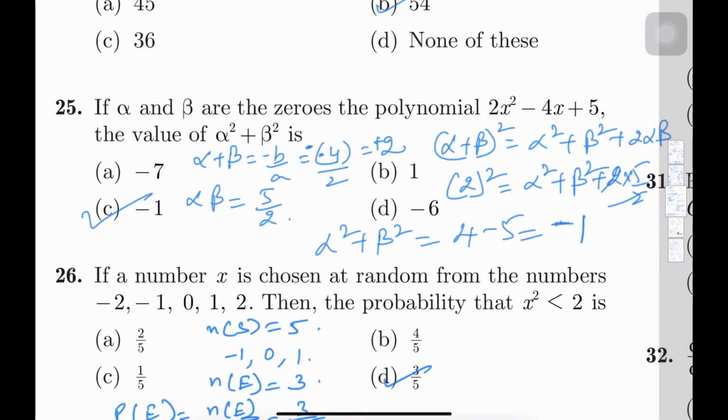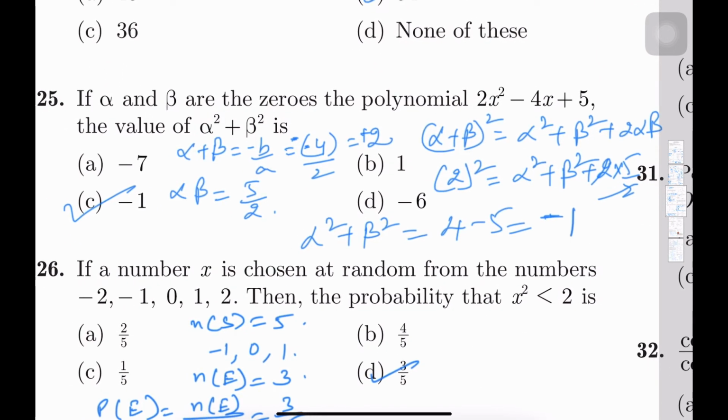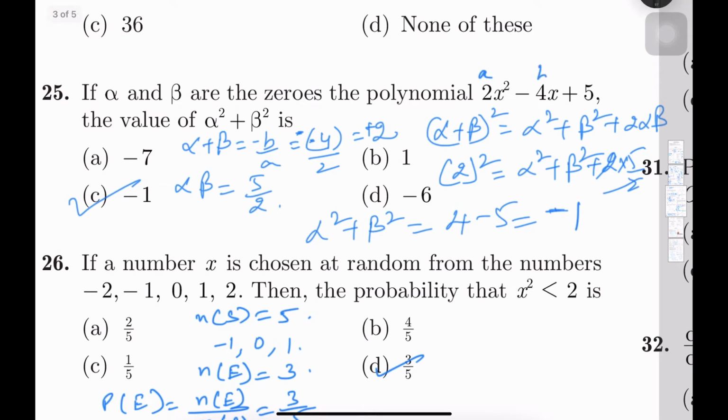Next one. If alpha and beta are the zeros of the polynomial 2x square minus 4x plus 5, the value of alpha square plus beta square is equal to how much? Now you know that alpha plus beta is equal to minus b by a. Here a is 2, b is minus 4 and c is 5. So putting the values, you're getting minus of minus 4 by 2, which is equal to plus 2. Alpha into beta is equal to c by a, which is equal to 5 by 2.